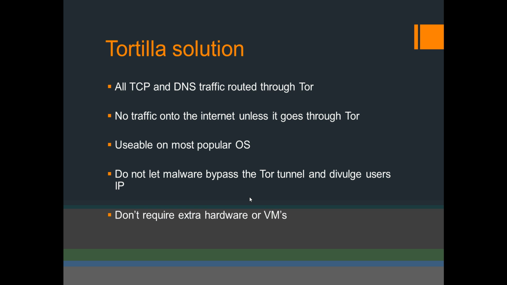We want it to be usable on the most popular OS, which is Microsoft Windows, which has a huge share in the marketing department of what OS most people use. And we also don't want to let malware bypass the Tor tunnel and divulge users' information such as their IP address. We also don't want the user to have to get any extra hardware or extra VMs that they would need in resources.